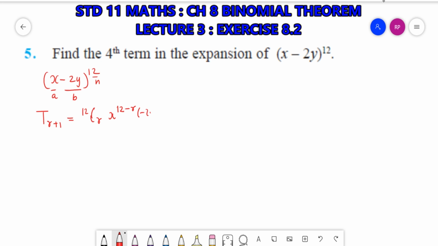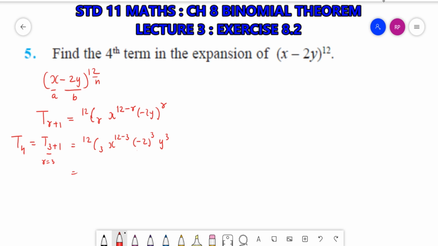B means minus 2y raised to r. Okay. So now see, the question is you have to find out the fourth term. I need to find out T4. I will adjust it as T3 plus 1. R is equal to 3. This will be equal to 12C3. X raised to 12 minus 3, minus 2 raised to R means 3, and Y raised to 3.